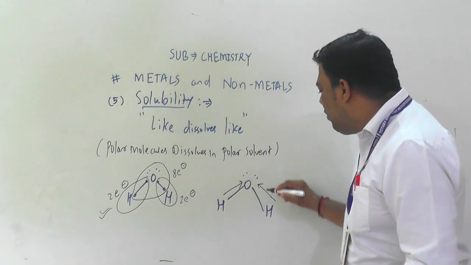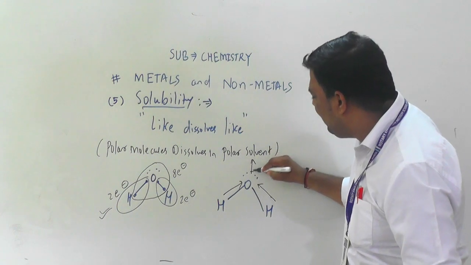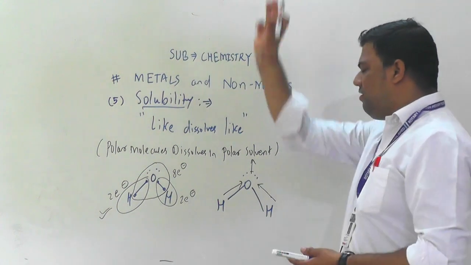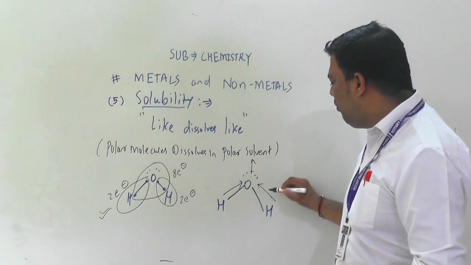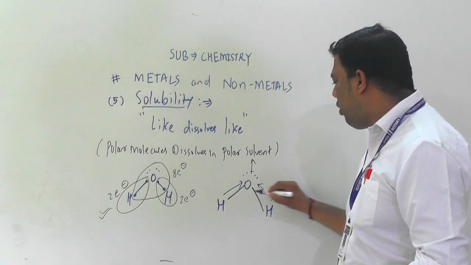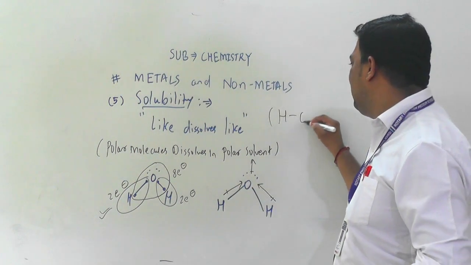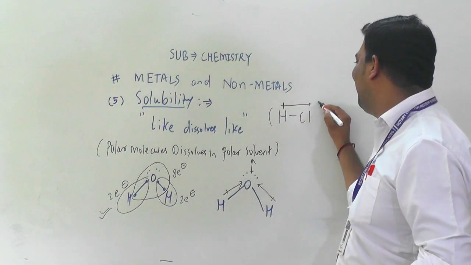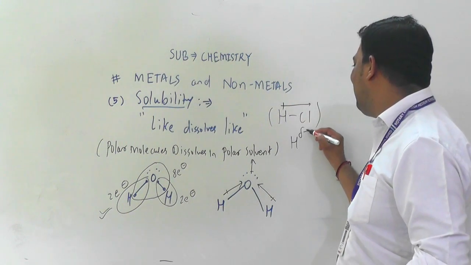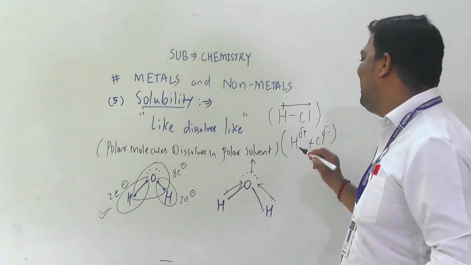Okay, and your lone pair has independent existence. So they are pointing in the upward direction. So it will have a dipole moment. So one important thing here is dipole moment. Suppose if your HCl compound is there, hydrogen plus to minus. So how can we draw this? Delta plus, Cl minus, Cl minus like this.